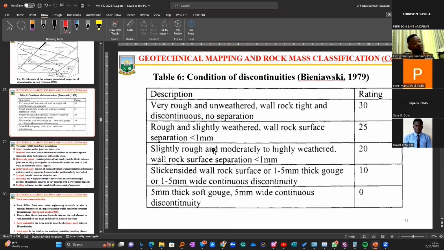So someone decided to come up with an approach which we shall get to very soon. Bieniawski in 1979 gave some description and some rating that you can give to it. If I get to a surface and I see that it is rough and unweathered, it's a wall rock, tight and discontinuous with no obvious separation, although there's a crack on the surface, but no obvious separation. Let me see if I can get a typical example of that for us to see.